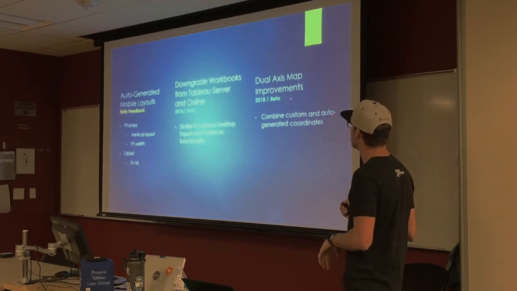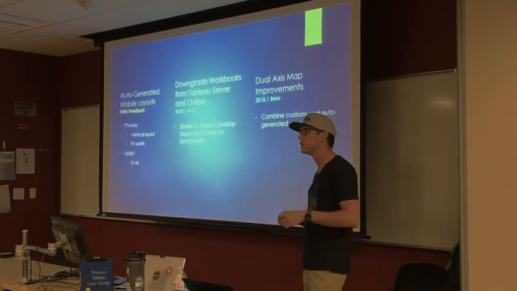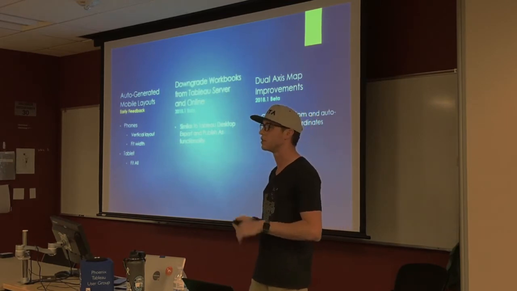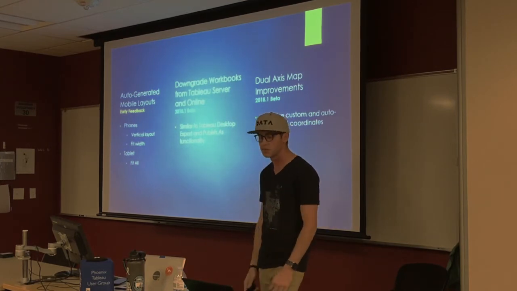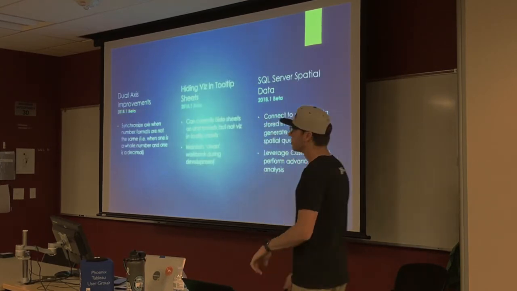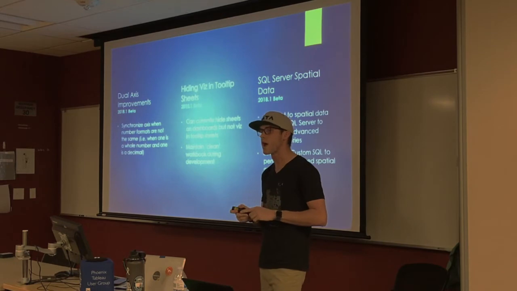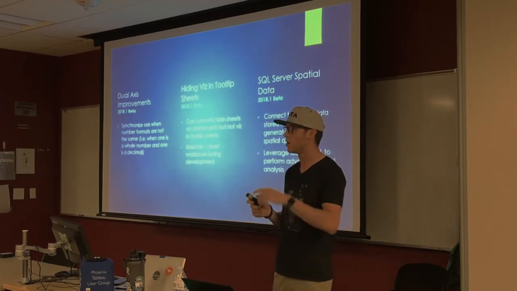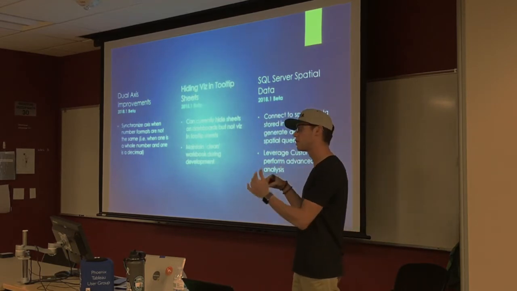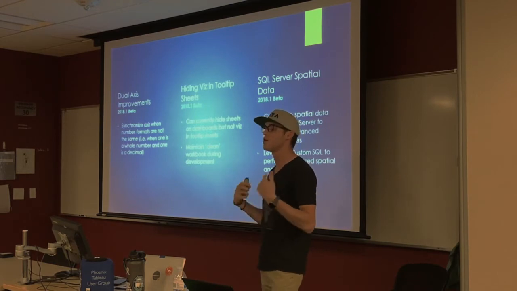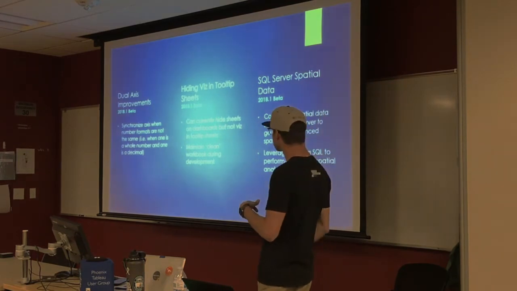There's some improvements as well to dual axis maps. Now you have the ability to combine both custom and auto-generated coordinates. So if you have custom coordinates in your data source, and then you want Tableau to do some more that you didn't have in there, now you can marry them together. Regarding dual axes, now you have the ability to synchronize axes if they are not the same number format, meaning if you have a data set that has both the total population of a country, whole number, and you also have the GDP for that country as a full-on currency with the 100th of a decimal place, you can now synchronize those axes when previously they had to be the same number format.